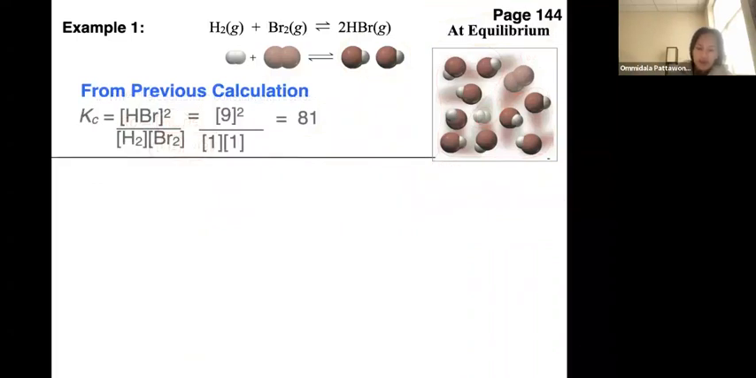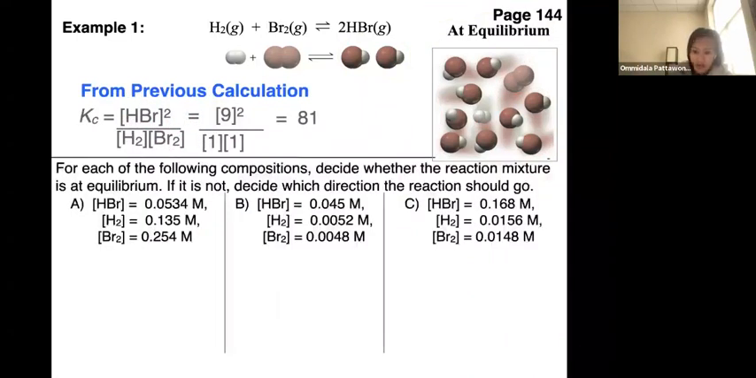Now we are going to use the previous calculation to help us determine the different conditions. This one tells us to decide whether a condition is already at equilibrium or not. Remember, to find out whether the reaction is at equilibrium or not, you are going to use Q, because if Q comes out equal to K, the reaction is already at equilibrium. But if Q comes out greater or less than K, it's not at equilibrium, and we can determine the direction, whether it's going to proceed toward the reactant or the product, according to the relative value of Q and K.